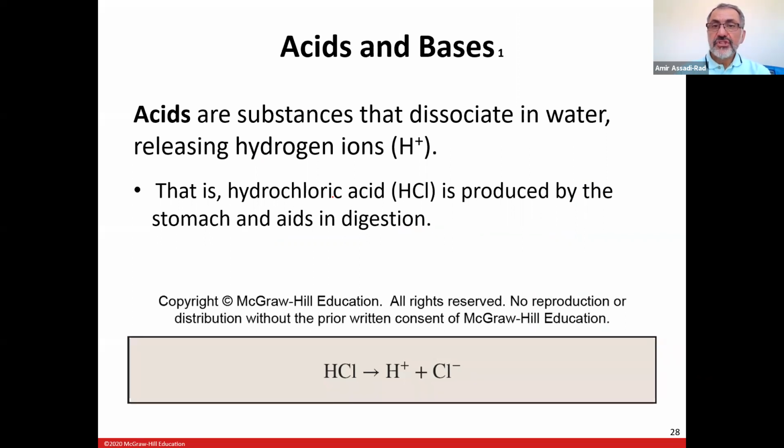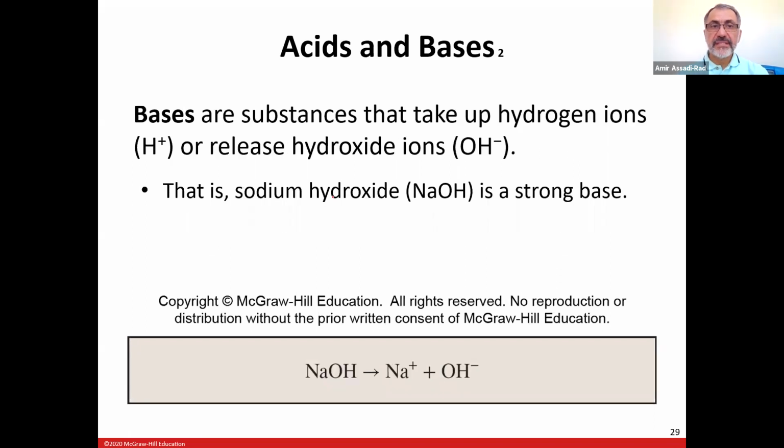Acids are substances that dissociate in water, releasing hydrogen ions. Hydrochloric acid, HCl, is in your stomach. It is produced by stomach acid in digestion. Hydrochloric acid can break down to hydrogen and chloride. Bases are substances that take up hydrogen ions or release hydroxide ions. Sodium hydroxide is a strong base that releases hydroxide. So that's a base.